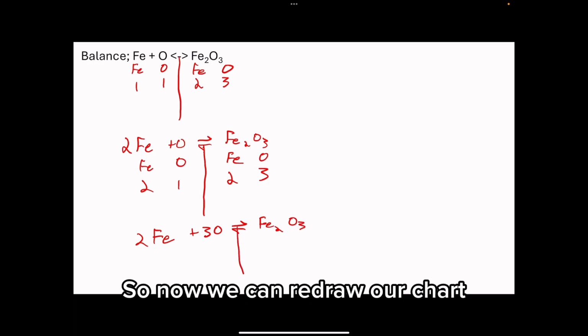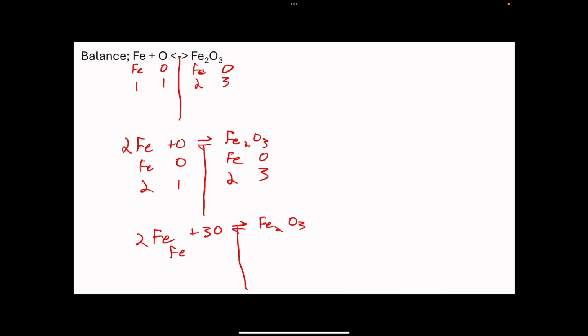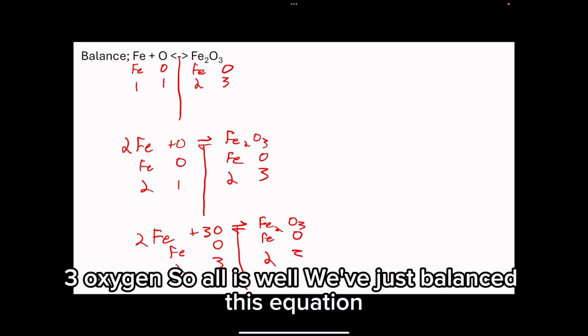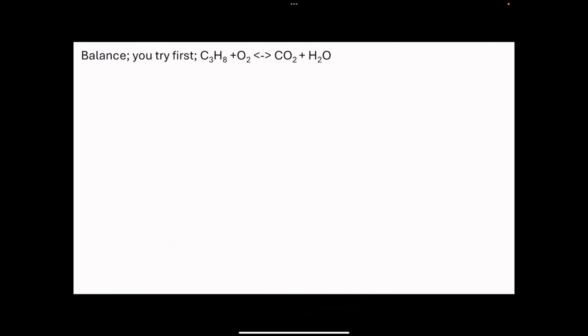So now we can redraw our chart. We have 2 iron, 3 oxygen. And on this side, we have 2 iron, 3 oxygen. So all is well. We've balanced this equation.